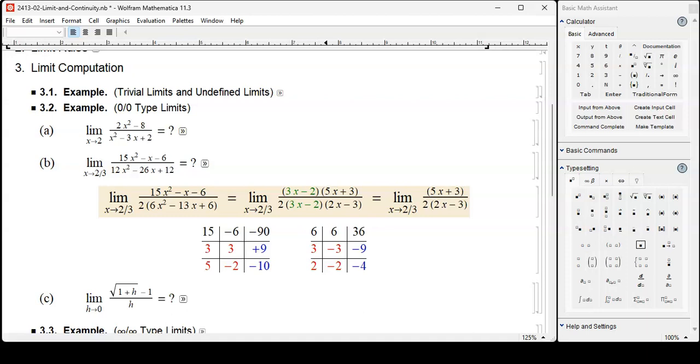And by the way, x is going to 2/3 means, and then this is 0 over 0 type limit. So you have to have a certain factor whose root is 2/3, and that's 3x minus 2. So as a matter of fact, experienced students will see that 3x minus 2 is a factor before even setting up this tic-tac-toe board.